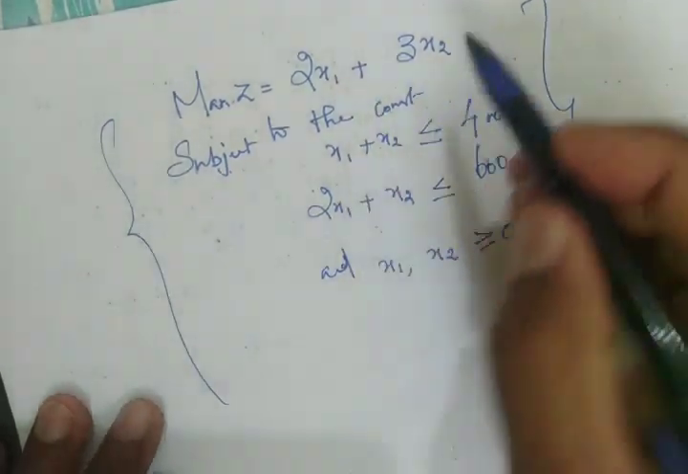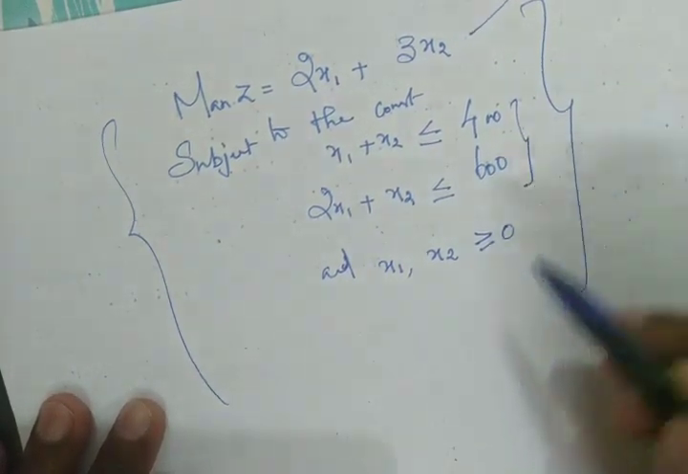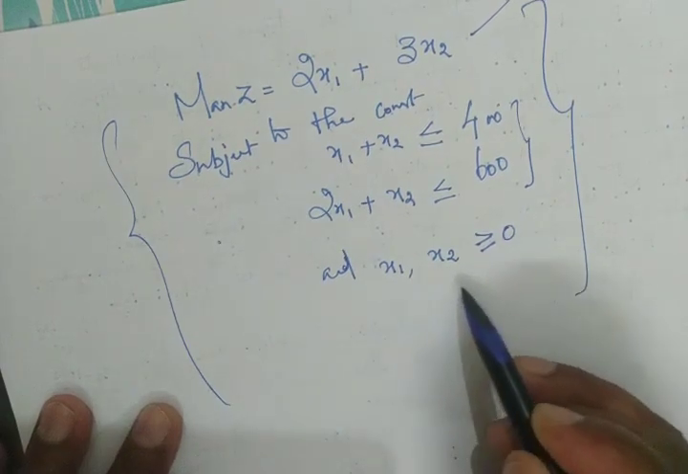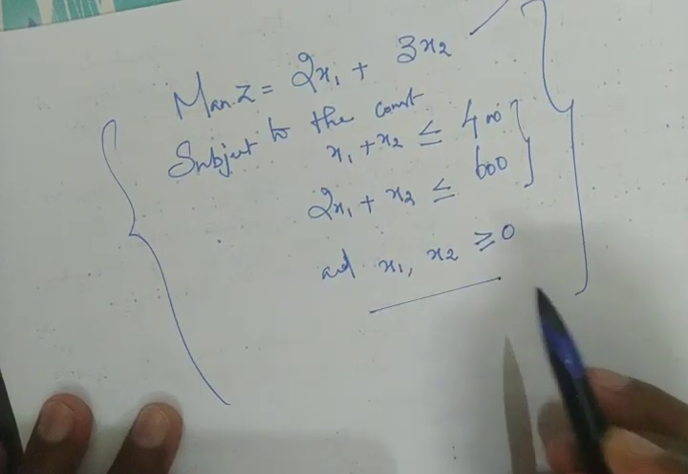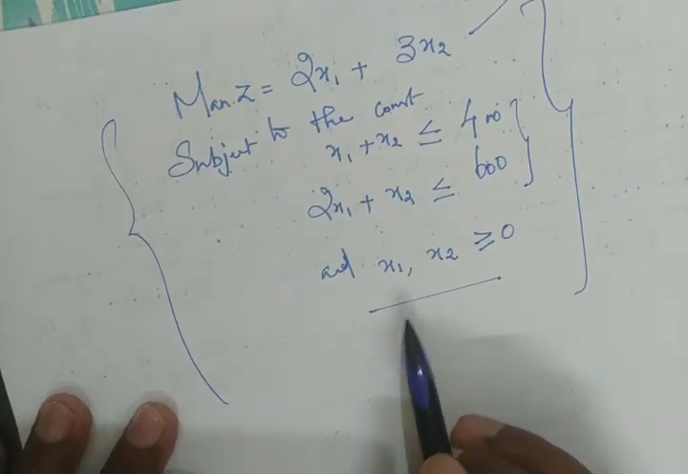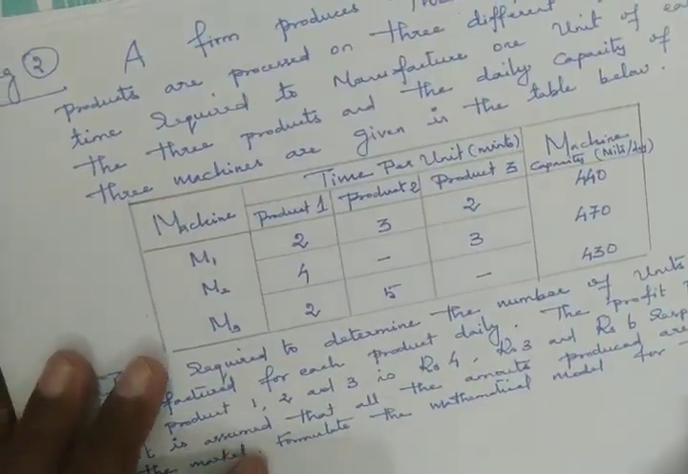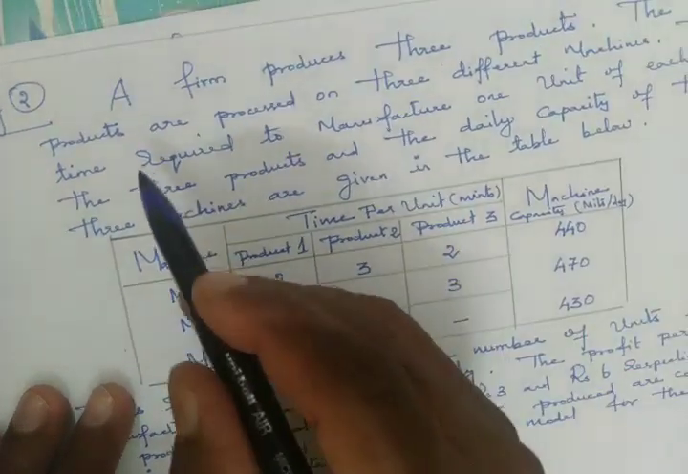This model only you can call the general mathematical model of LPP. First is the objective function, the second is the constraints, and the third you mention that the decision variables are non-negative. This model is the general mathematical model of LPP. Now, the continuation of this mathematical model formation of LPP, the second one.